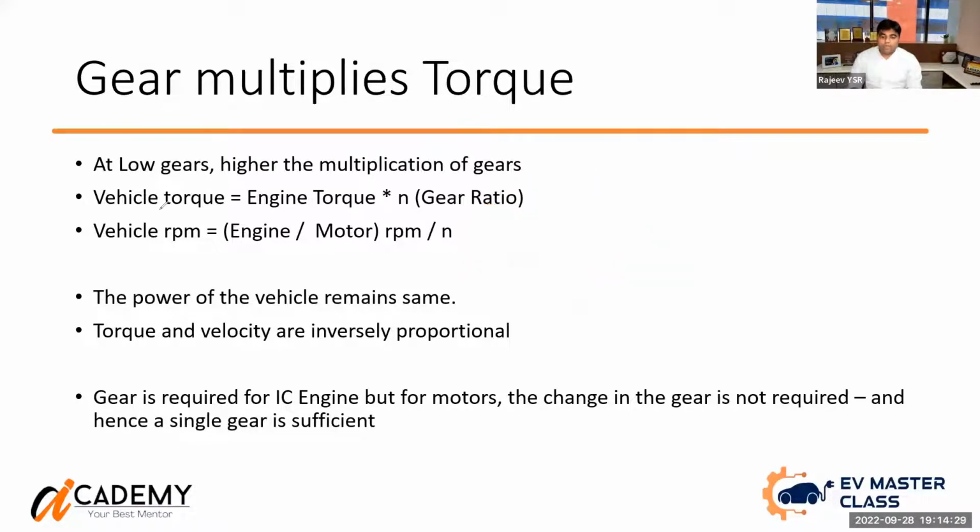Okay. So for now, assuming that the gear ratio is the same, our vehicle torque and vehicle RPM, vehicle torque and engine torque, we are assuming to be the same, assuming it to be a hub motor. There is no gear ratio.